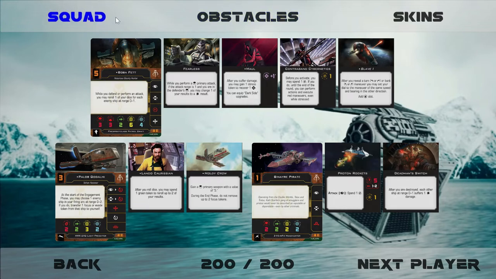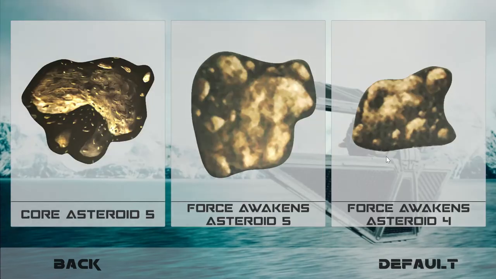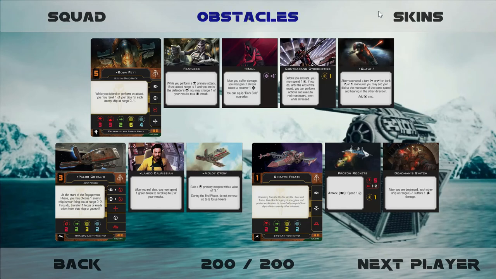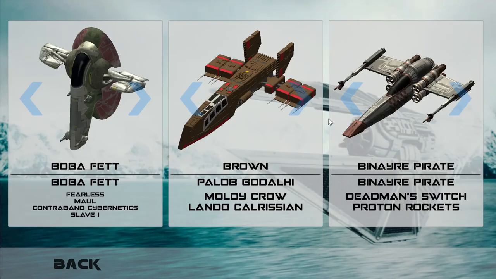So in Flight Casual, you can choose your obstacles. I'm just going to go with default, right? I'm not too concerned about the obstacles that I have. Let me go back. And you can choose skins for the different ships that you have. You can choose what they look like. So on the fire spray, right? Obviously, I'm going to go with Boba's.